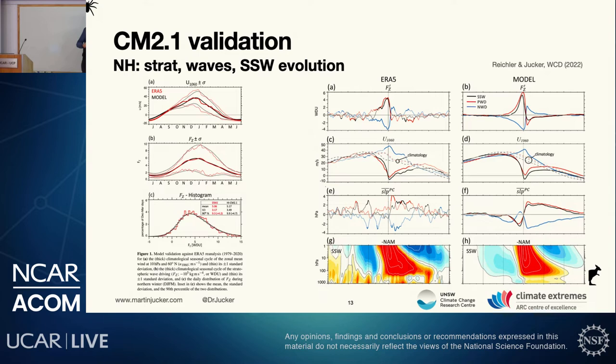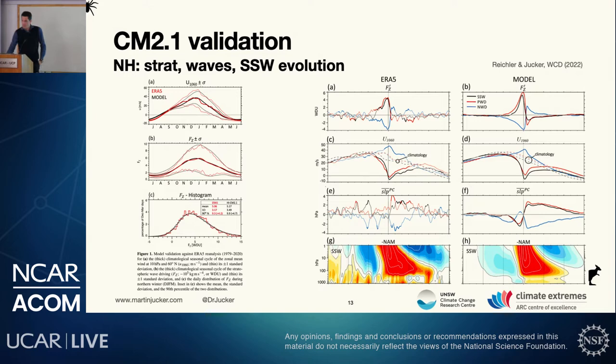And then on the right is a study that just came out a few months ago, again comparing ERA5 with sudden warmings in the Northern Hemisphere, where all the curves look very similar between ERA5 and the model. Everything works well. The downward coupling looks good too.